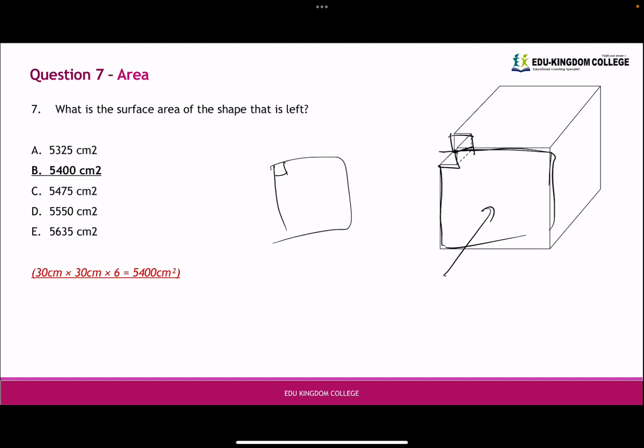Okay, if you don't believe it, just try and add up all these little bits first, and then add up the little bits after. Either way, you're going to get the same answer, but this is a lot quicker. So whichever view you look at it from, you're going to get the same 30 by 30 square. And then 30 by 30, which is the area of one square, times 6, because we have 6 squares, equals 5,400 centimeters squared. So part B is your answer.